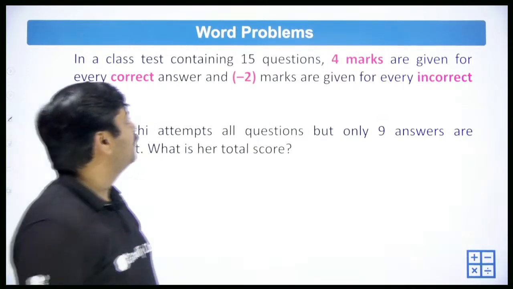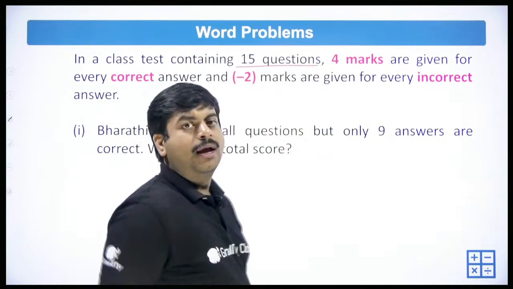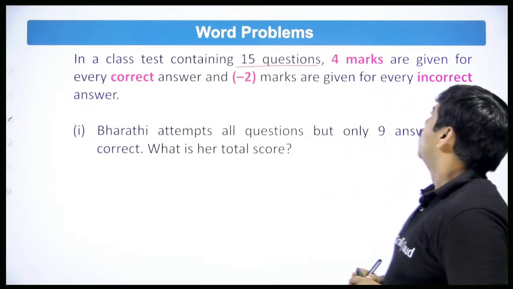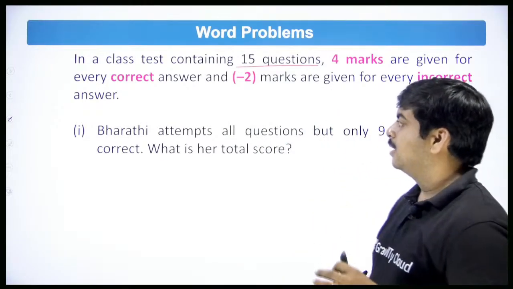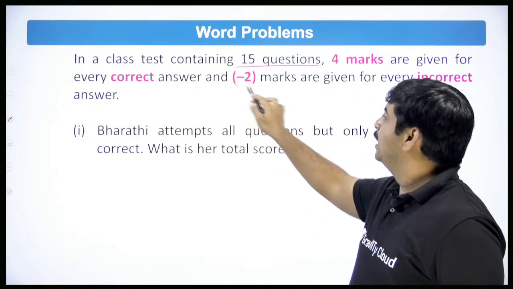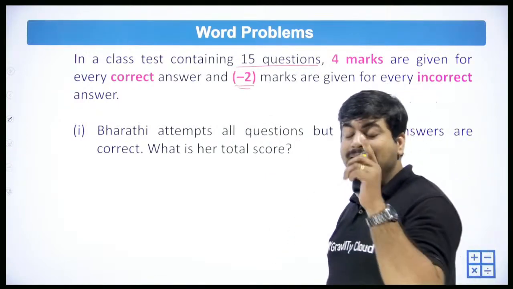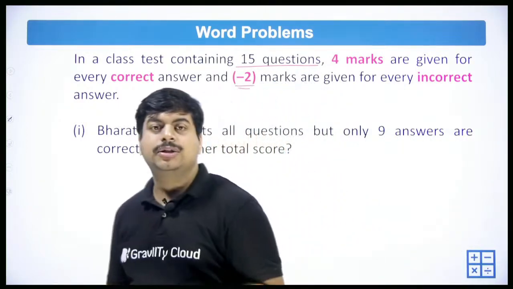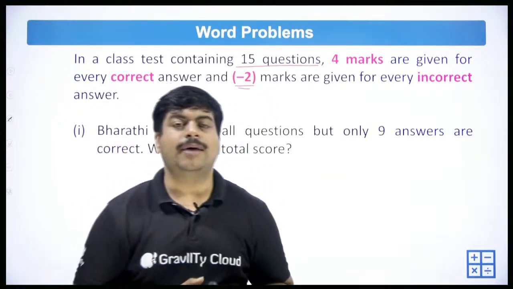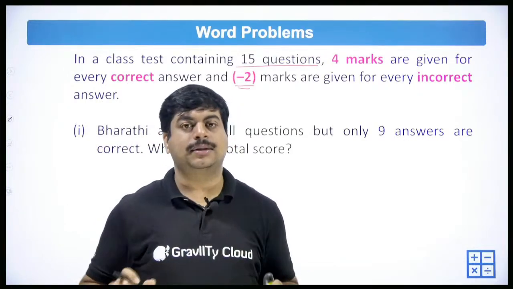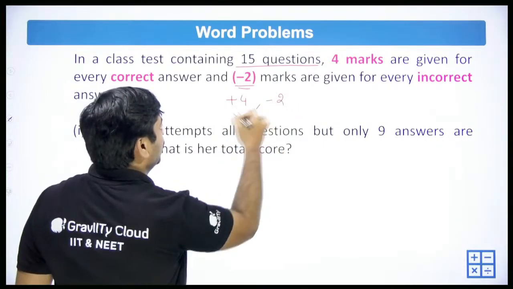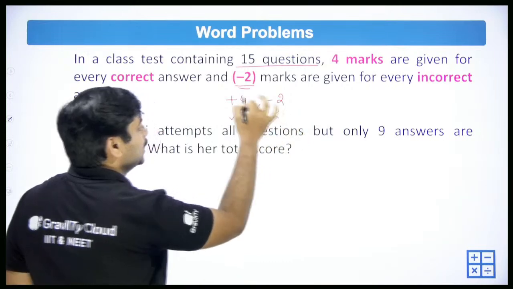In a class test containing 15 questions, you're writing an exam. The total questions you're having are 15. The point here is 4 marks are given for every correct answer and minus 2 marks are given for every wrong, incorrect answer. It's not that you will get 0 marks for a wrong answer. Here you are having negative marking. Negative marking means if you write wrong, you will lose marks. So plus 4 and minus 2, that is the evaluation. If you get a correct answer, plus 4. If you get a wrong answer, minus 2.